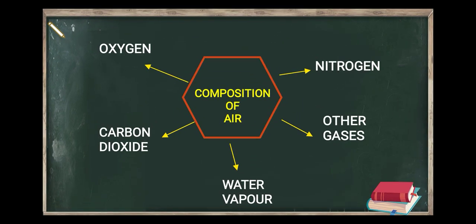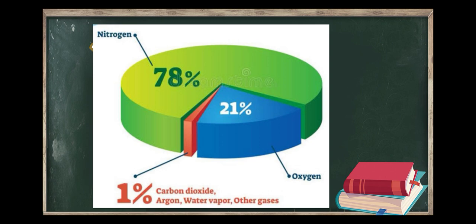In the previous lecture, you have studied about the composition of air, in which I have discussed all the main gases, their purposes and their uses. This was the composition of air, in which there were two major gases, nitrogen and oxygen, and the remaining 1% were other gases.